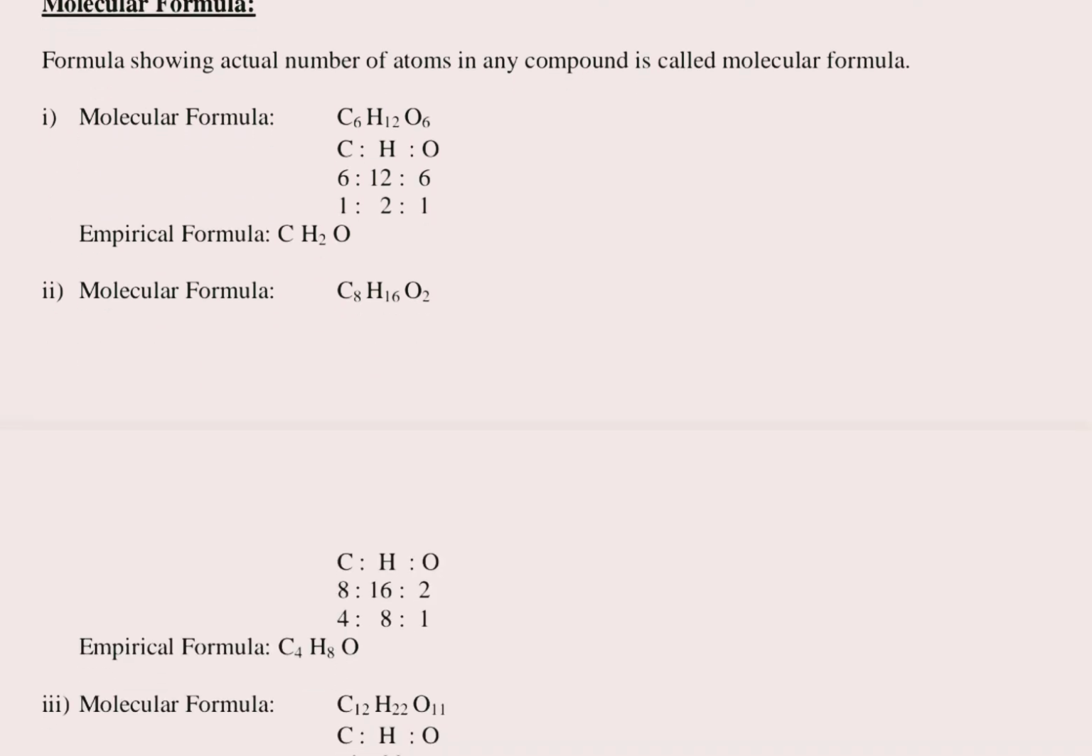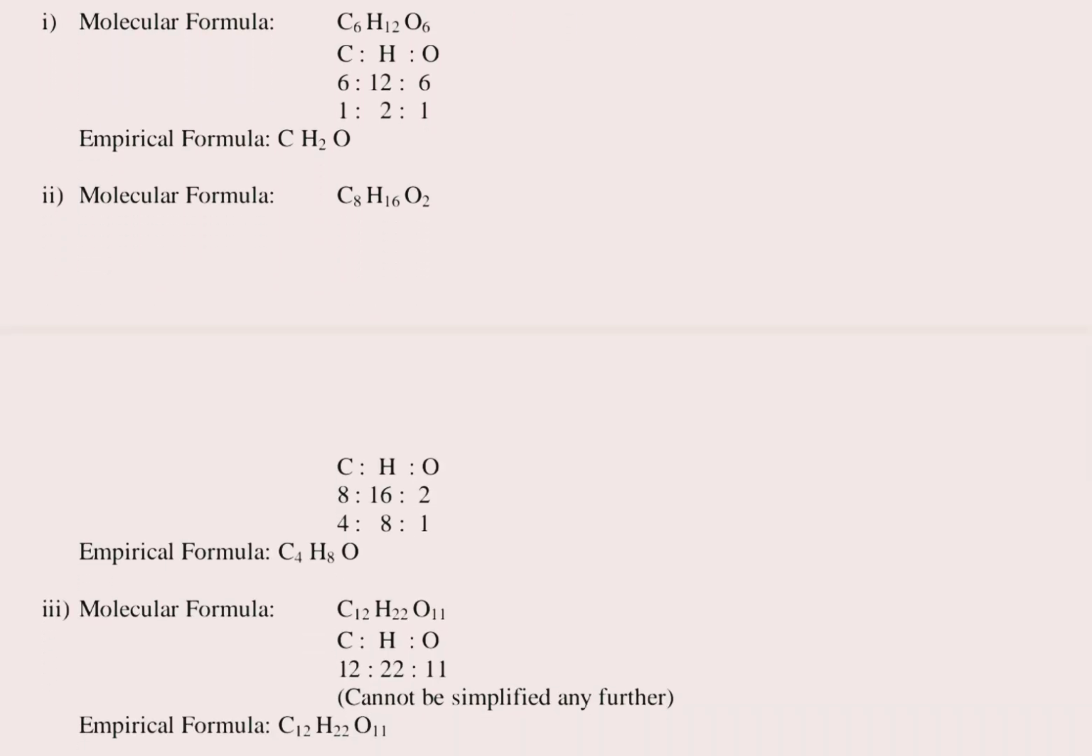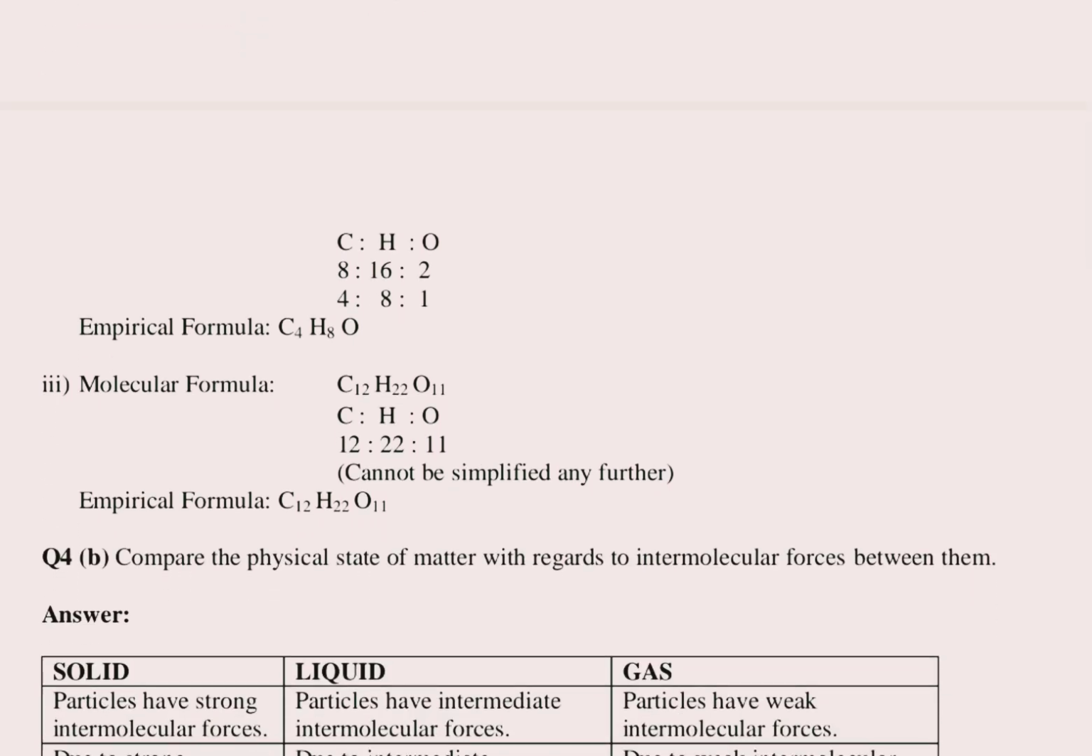Then we have the next formula, and here, if you divide it, 2 4s are 8, 2 8s are 16, 2 1s are 2, and you can't divide it further because here we have 1. And then we have 12, 22 and 11, and obviously here we have 11, so we cannot divide it by any other number; we won't get any other whole number set. So the empirical formula and the molecular formula are the same here, right?